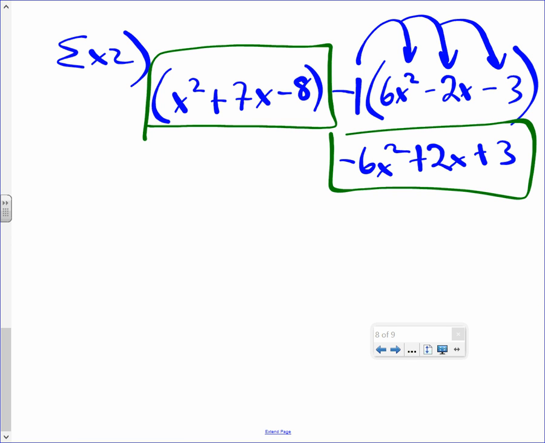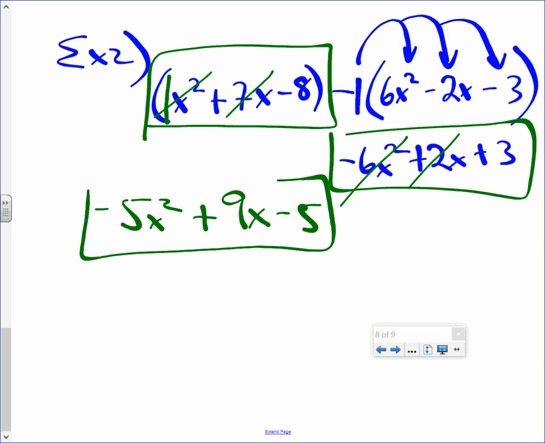What's the coefficient here? Thank you. There you go. 1 minus 6. Negative 5 what? x squared. I like to cross them out when I'm done. I'm just combining like terms now. 7x plus 2x is 9x. Negative 8 plus 3 is negative 5. Rock and rolling, here's our final expression. We subtracted the polynomials, we're good to go. Sweetness.